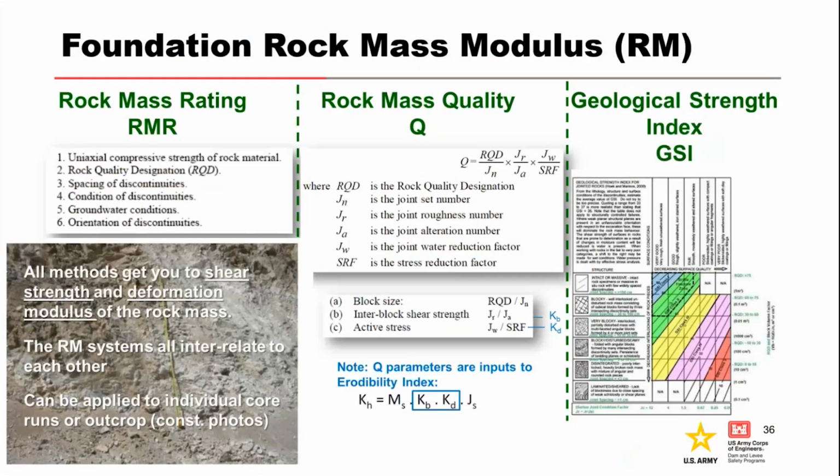So the easiest is to use the rock mass rating, which is based on intact rock strength, rock quality designation, joint spacing, condition of the joints, weathering, infilling. These are the same parameters that we were looking at yesterday when considering erodibility of the foundation. Also, the simplest way is the geologic strength index, where we can qualitatively look at how blocky the rock is and the condition of those joints to assess that.